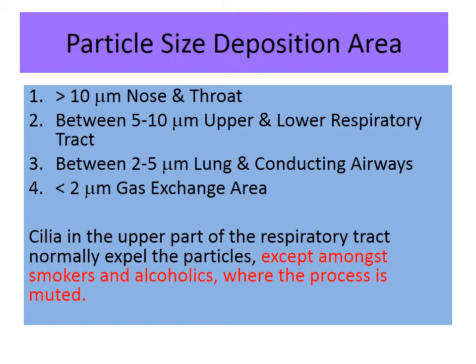Now also remember that especially in the upper respiratory tract, there is a cilia there. So that's a propulsive movement that's going to push mucus outwards. And those people who are chronic smokers or alcoholics, they kind of lose that power to push out. So they are the ones whose ciliary action will be muted.